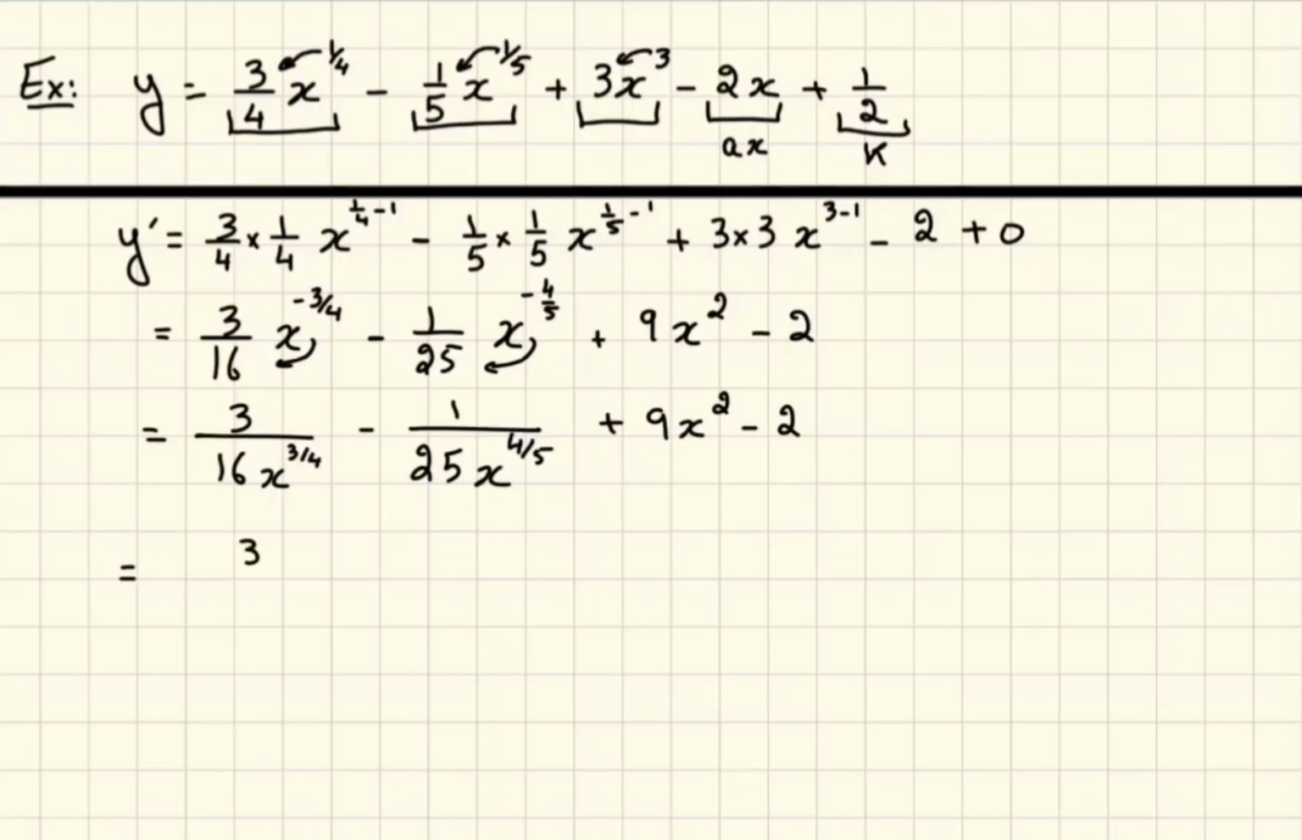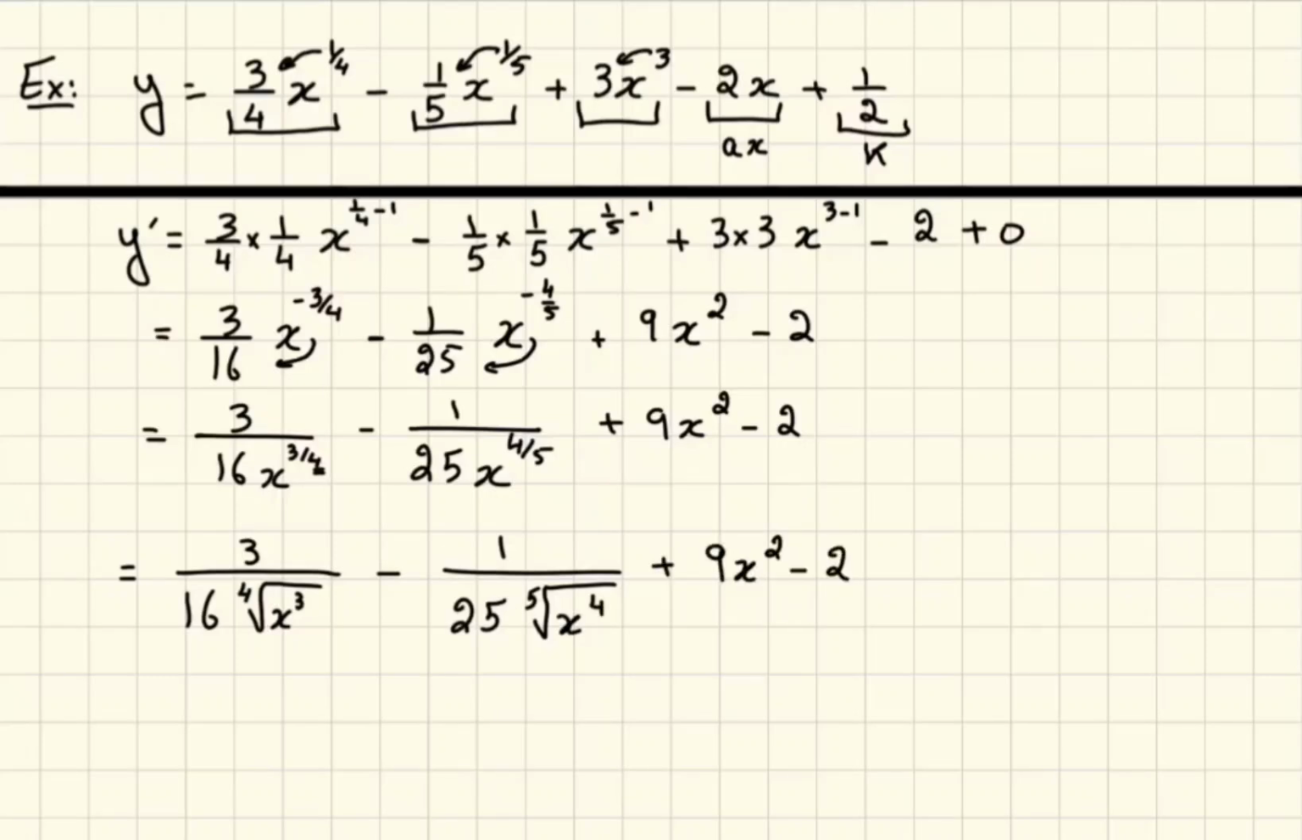If I want to proceed more to change to radical form or root form, the number that is in the denominator will be the index of the root, and the number on top will be the exponent of x inside the root. Same thing in the other one. So 25, I write 5 as index of the root and the x exponent 4 inside, 9x squared minus 2.